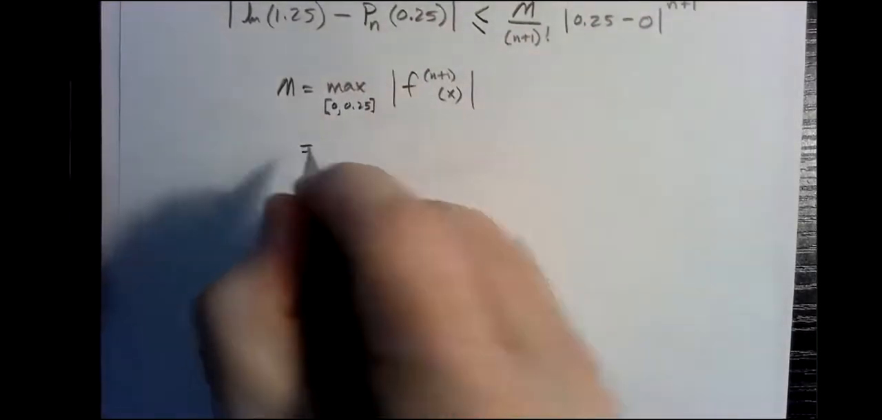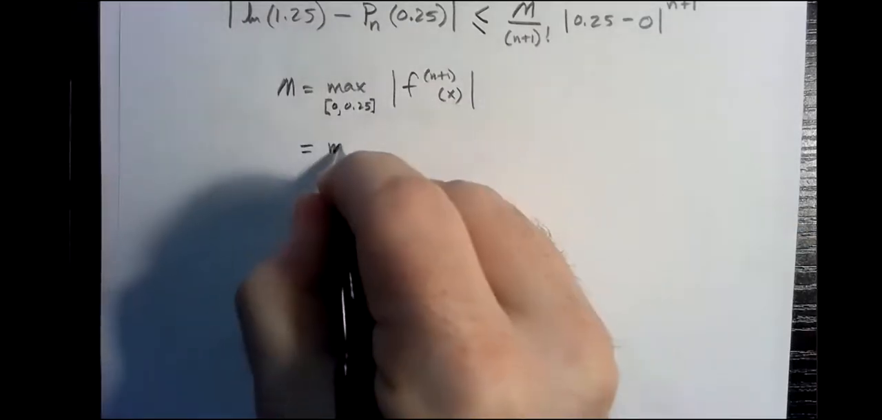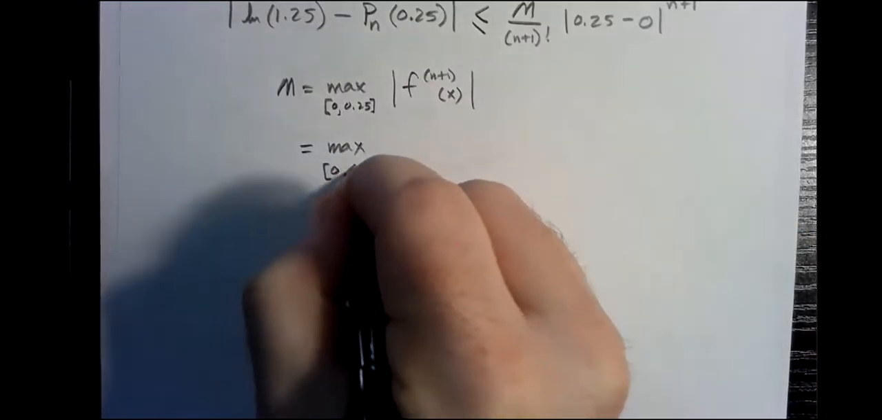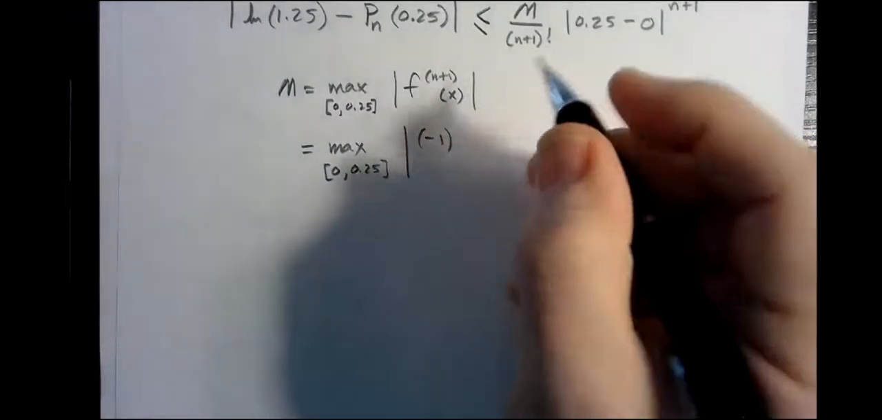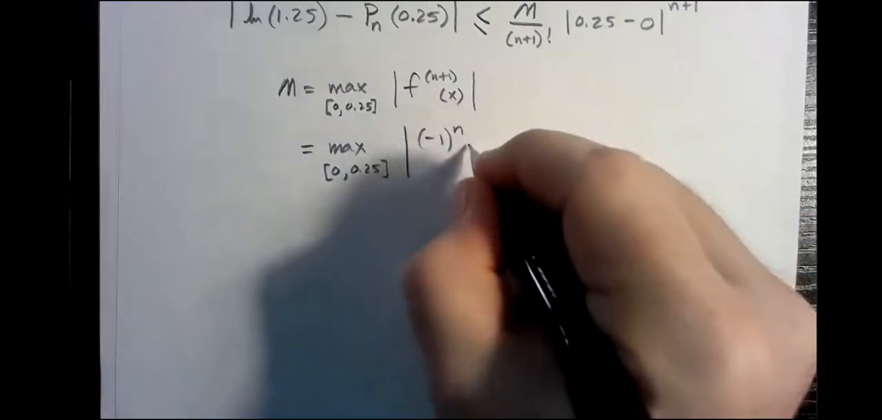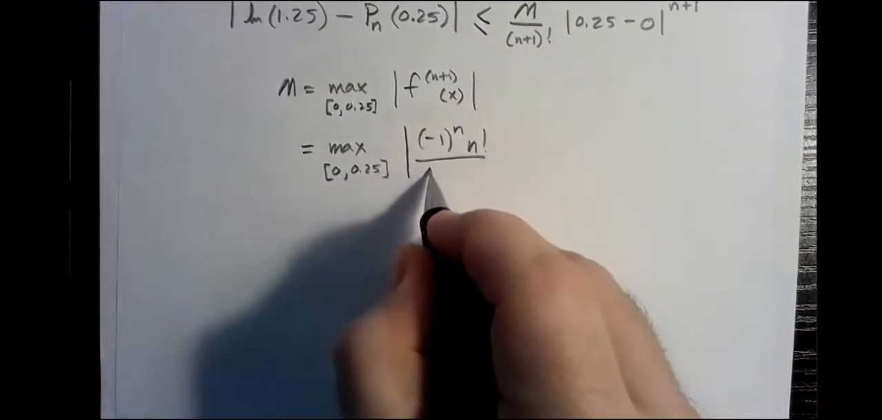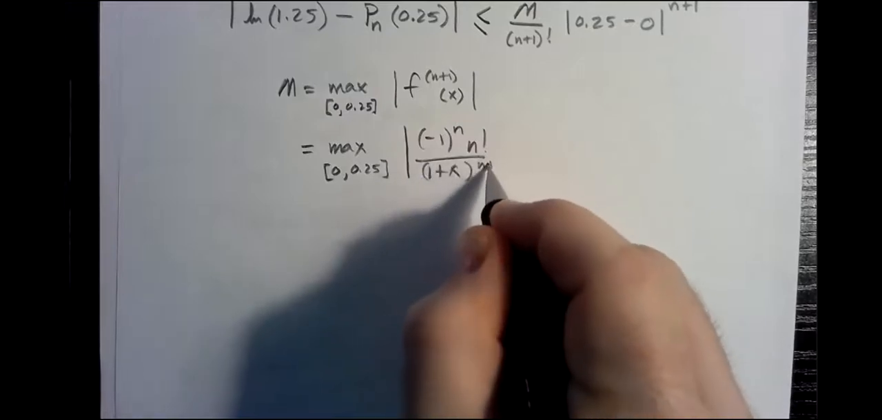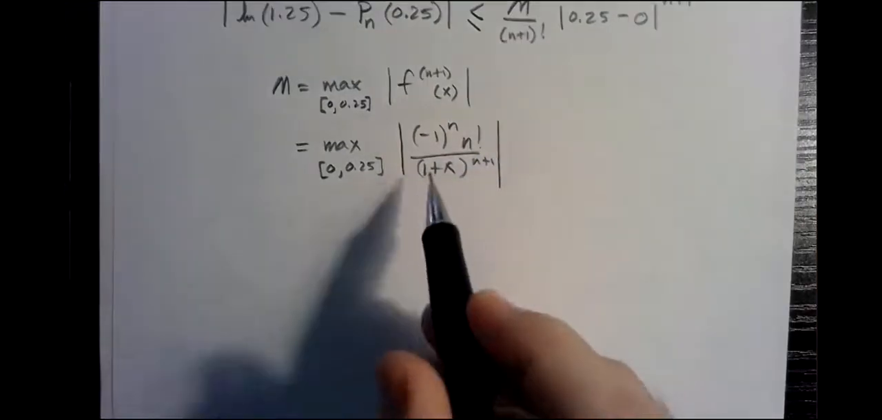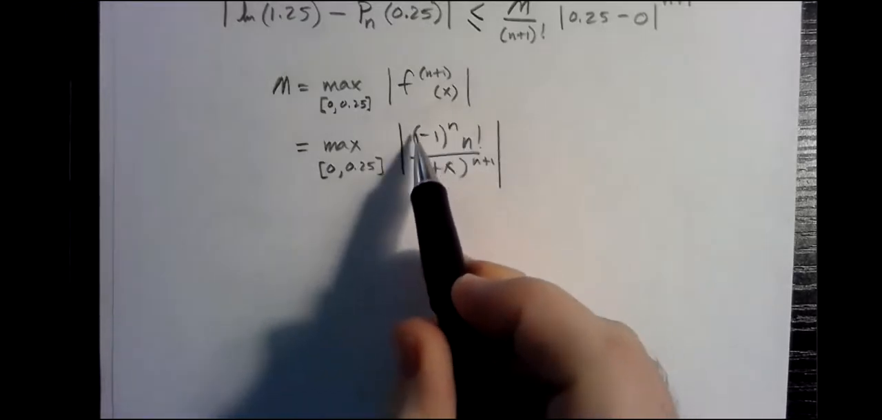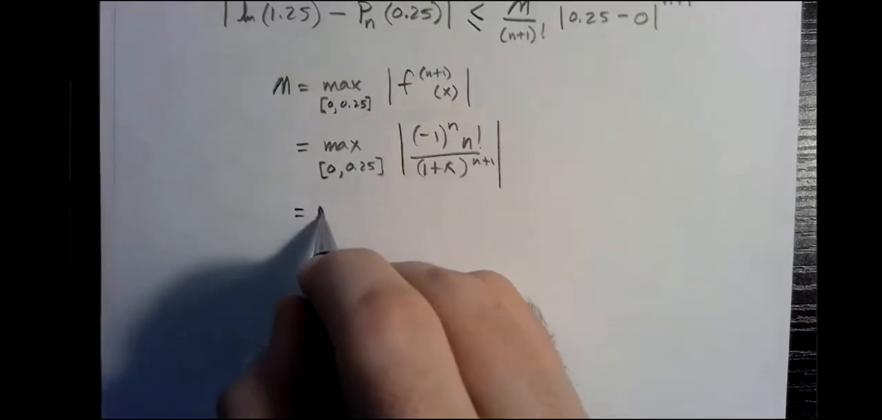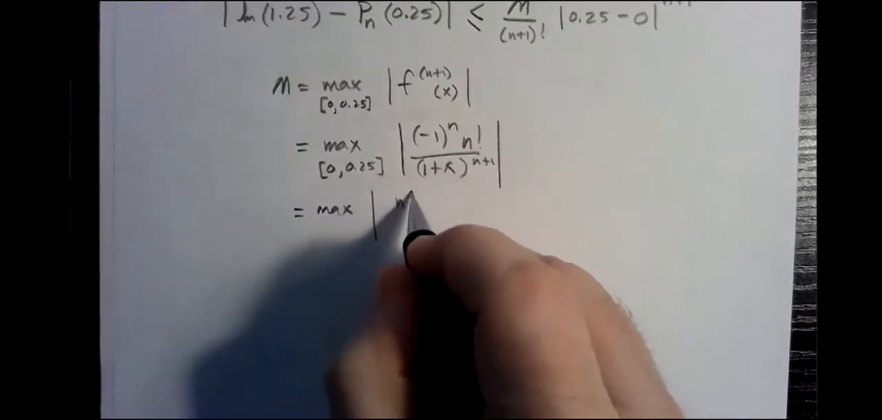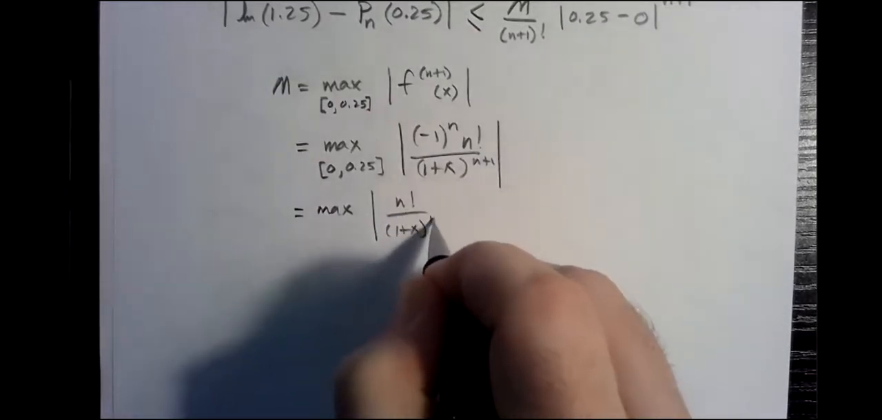So let's go back and use that formula. M is the maximum of the n plus first derivative. And we just determined that the formula for the n plus first derivative is -1 to the nth power times n factorial over 1 plus x to the n plus first power. Now you can see why we need the absolute values, because now it kills the alternating part, the -1 to the n. So we're just looking at the maximum absolute value of n factorial over 1 plus x to the n plus first.